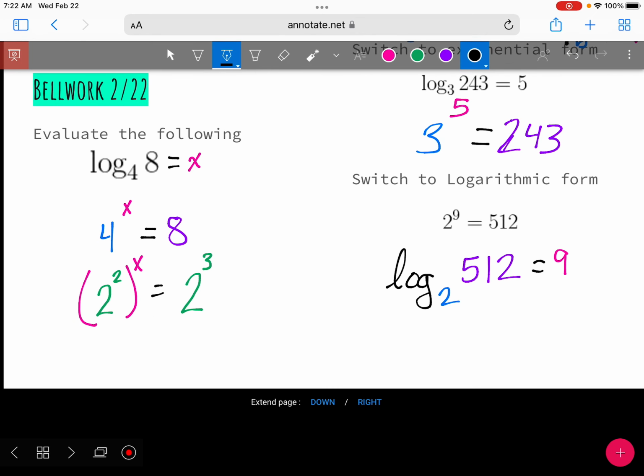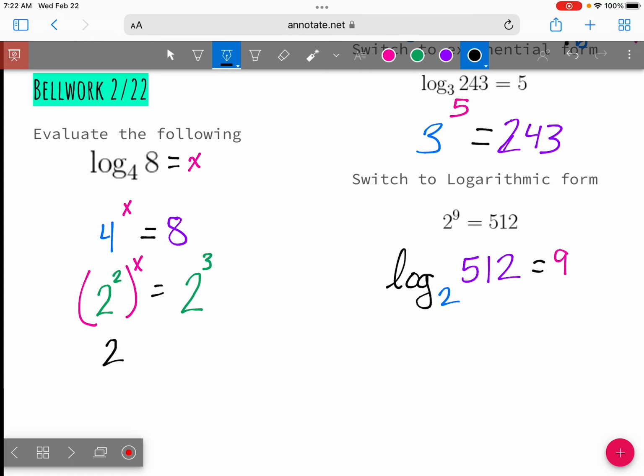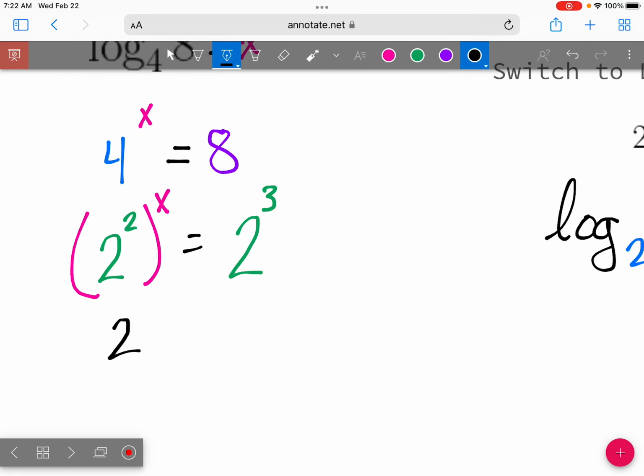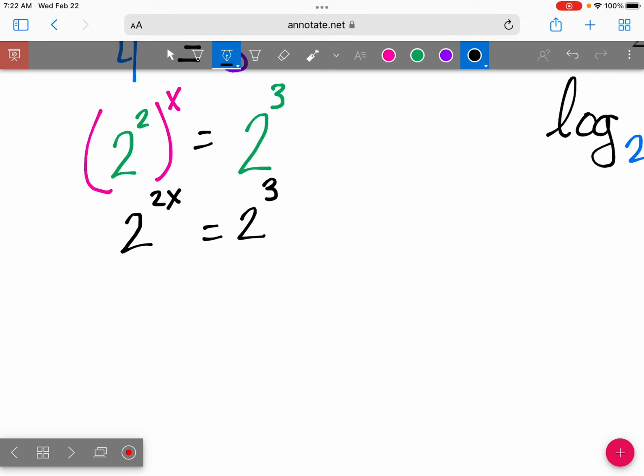What do we do with our exponents down here? What do we do with these exponents? 2 to the what on the left-hand side? 2 to the 2x equals 2 to the 3rd. Now what? My bases are no longer relevant. So we get that 2x equals 3.